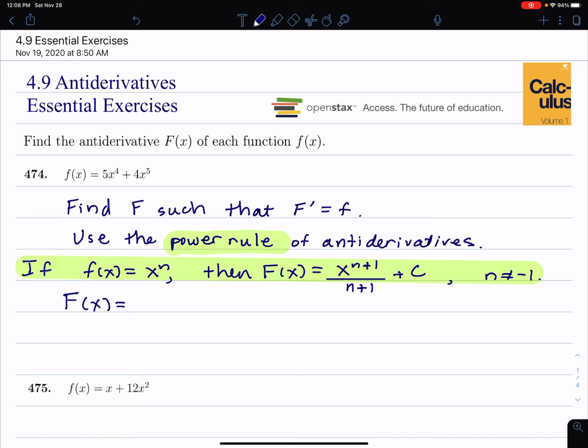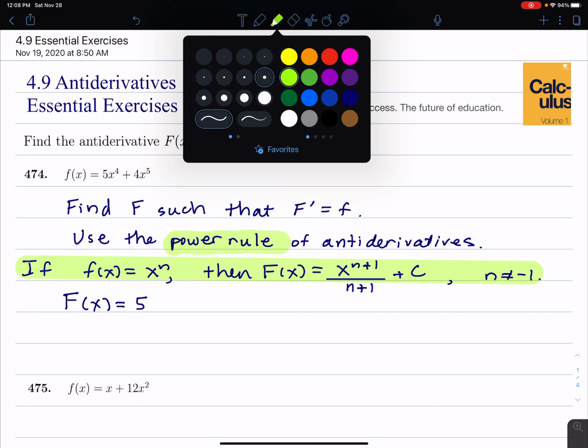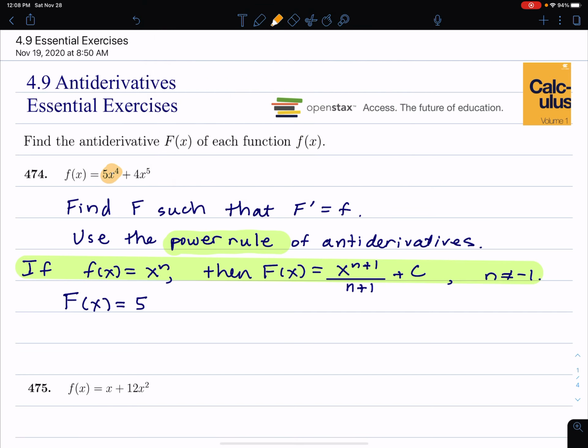When I take the antiderivative, I leave the 5 alone, similar to taking a derivative. You leave constants alone when they're multiplied by a function. Now, let me make it clear what I'm looking at right here. I'm looking at this 5x to the 4th. So I look at x to the 4th and use the power rule: take the 4 and add 1, which gives 5, and then you divide by that number 5. Of course, there's cancellation there.